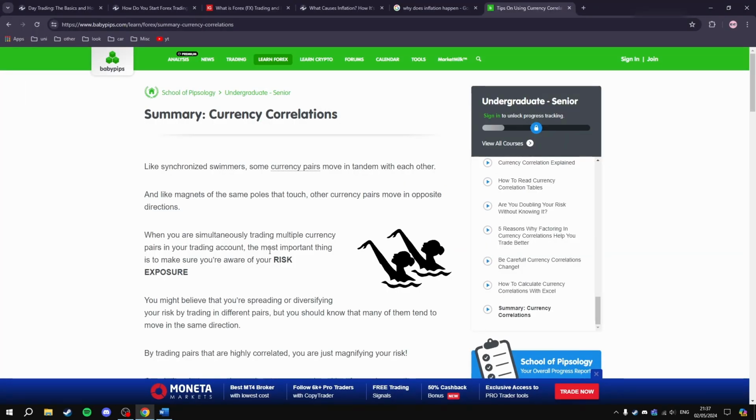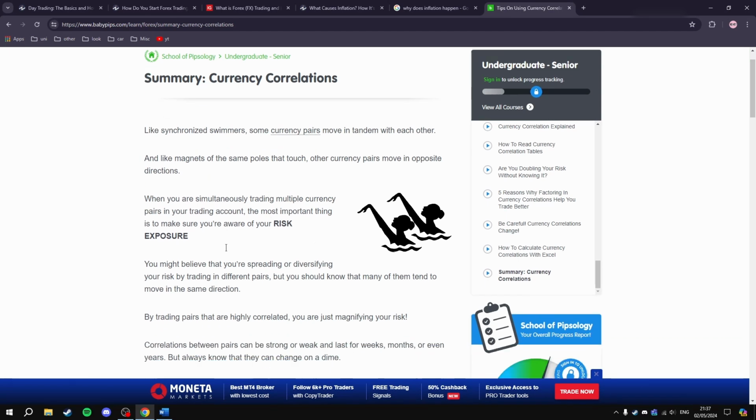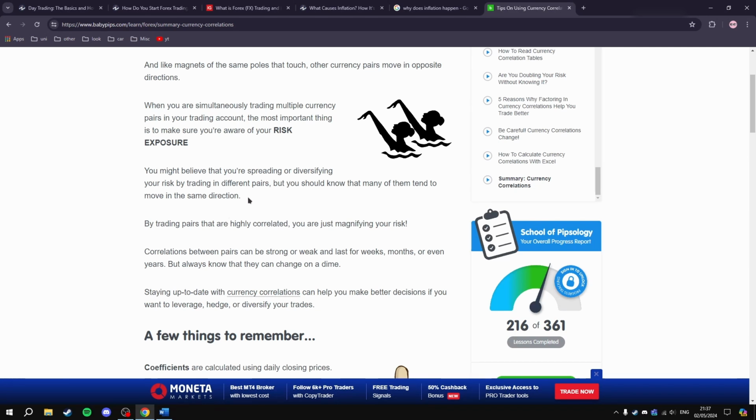Like synchronized swimmers, some currency pairs move in tandem with each other. And like magnets of the same poles that touch, other currency pairs move in the opposite directions. When you are simultaneously trading multiple currency pairs in your trading account, the most important thing is to make sure that you're aware of your risk exposure. You might believe that you're spreading or diversifying your risk by trading different pairs, but you should know that many of them tend to move in the same direction.